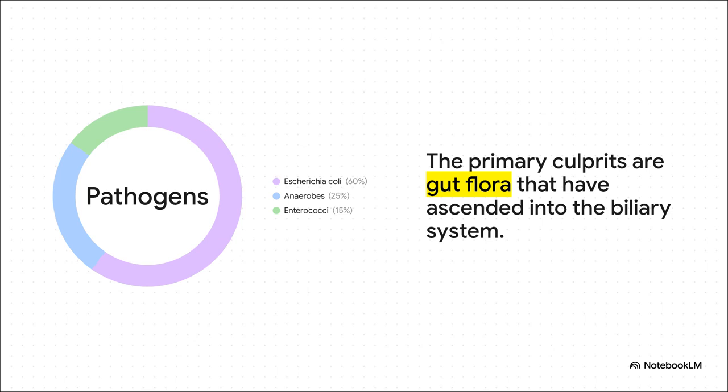As you can see, the big one by far is E. coli. After that, you've got your anaerobes and then Enterococcus. This predictable cast of characters is exactly why we can build effective empiric antibiotic regimens from the get-go.